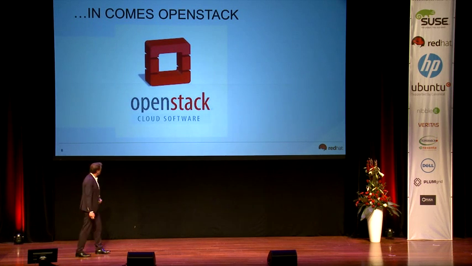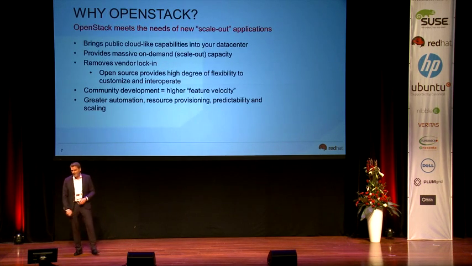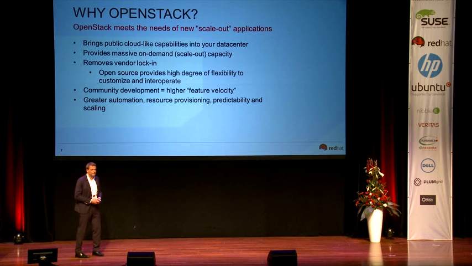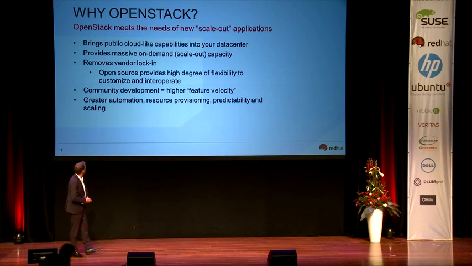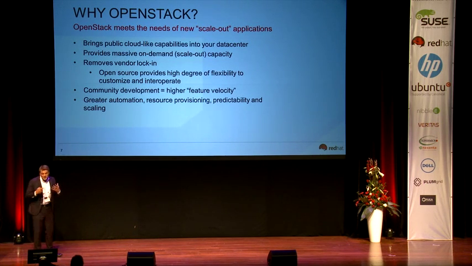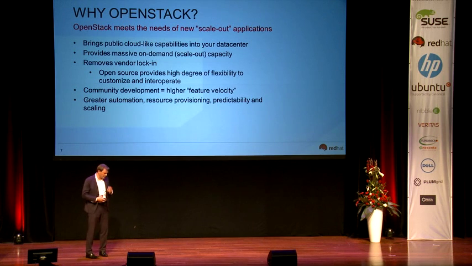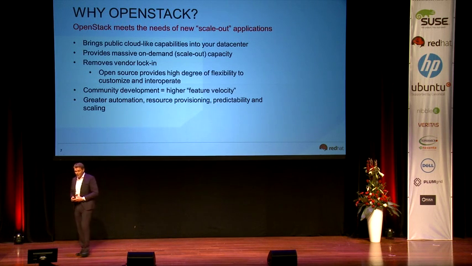Now there's the opportunity for OpenStack. Why OpenStack? OpenStack allows you to actually mimic capabilities like Amazon. It's fast. It provides massive scale-out possibilities. It removes vendor lock-in. It's open. Because it's open, it can integrate with pretty much anything. API economy.